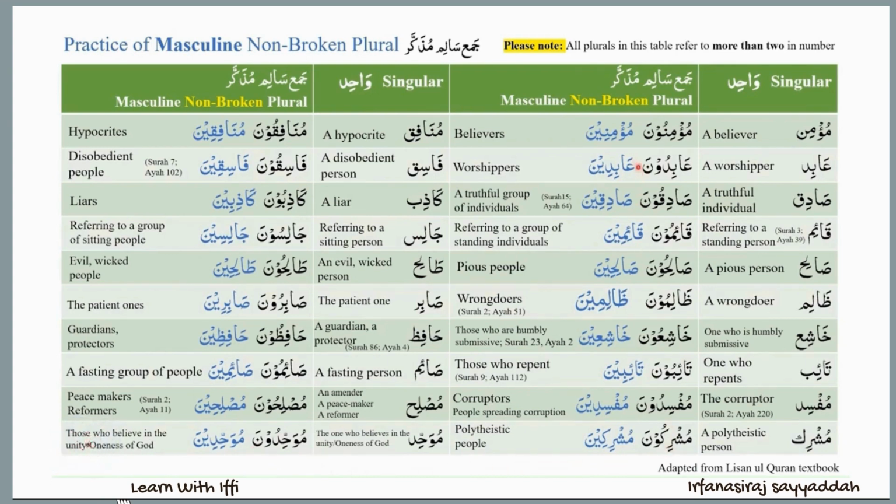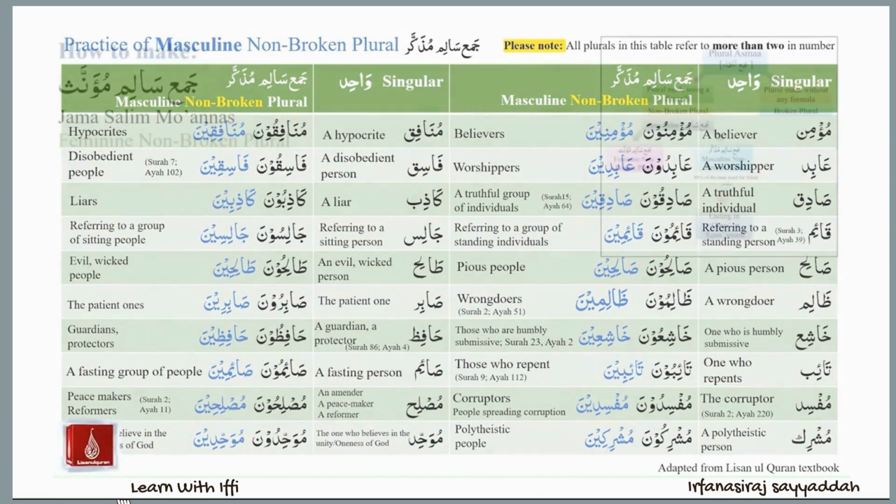So in all these plural asma, we have a recurring pattern, the una and the ina sound. Abiduna, abidina. Khashiuna, khashiina. Hafizuna, hafizina. And this is how we will typically identify the masculine non-broken plural ism.